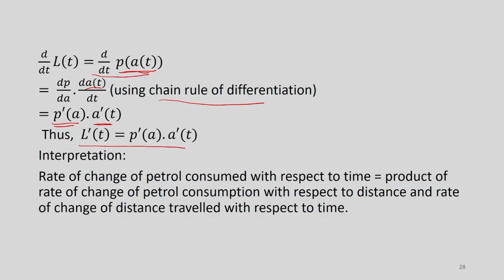L prime t, that is the derivative of the liters of petrol consumption with respect to time, is equal to P prime A multiplied by A prime t. The rate of change of petrol consumed with respect to time is equal to the product of the rate of change of petrol consumption with respect to distance and the rate of change of distance travelled with respect to time. So, that is the interpretation in terms of words.